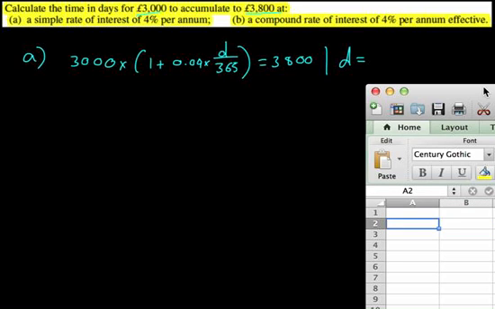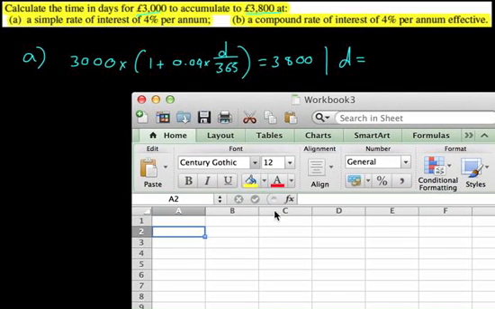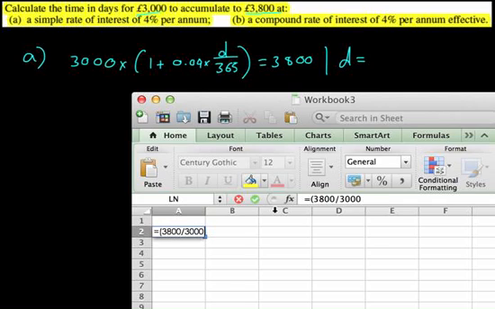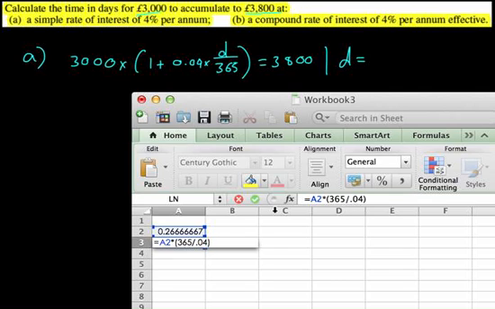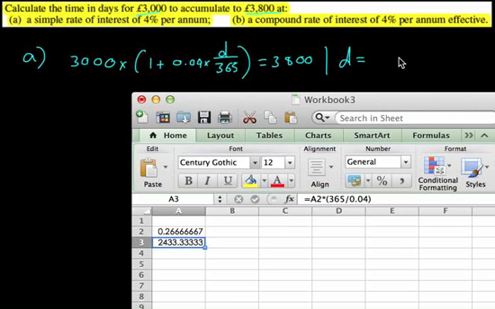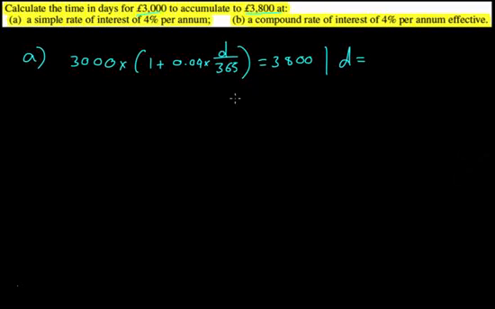So I'll just bring Excel over here and say we have 3,800 divided by 3,000, then minus 1. Then we're going to take this amount and times it by 365 and divide it by the interest rate, 0.04. And that's going to give us 2,433.33 days.